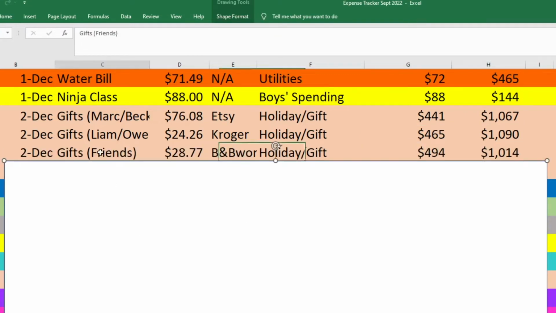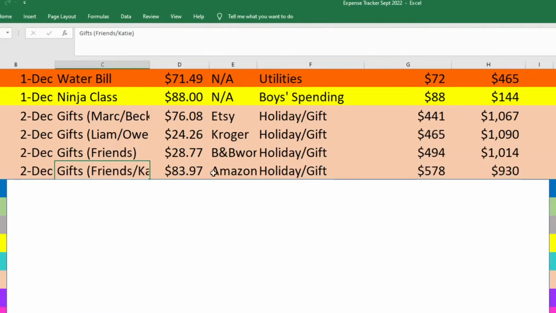Also on the second, I did buy some gifts for friends. I bought a couple of candles from Bath and Body Works for their sale. This was just online. I went online and bought a couple of candles. That was $28.77 out of our holiday gift fund, so that was $494 total. And at that point, we had $1,014 left in that fund.